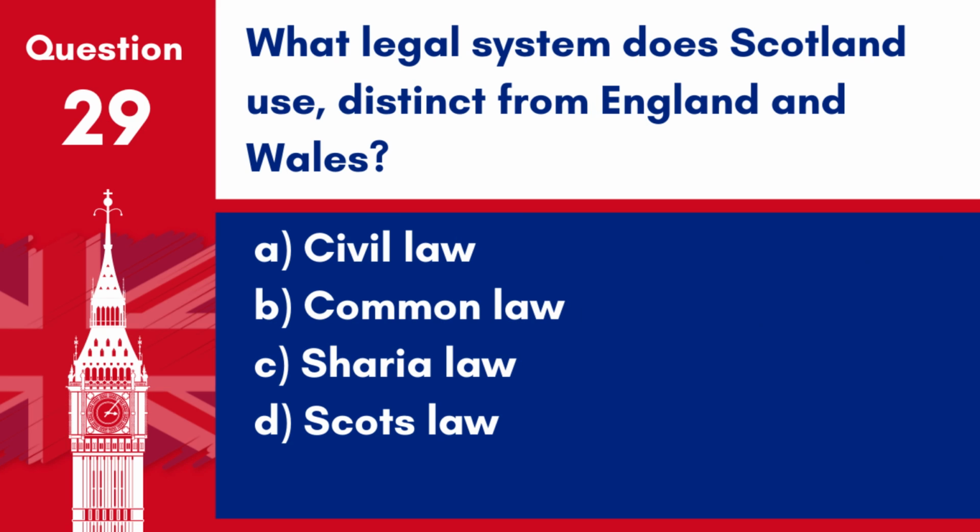Question 29. What legal system does Scotland use, distinct from England and Wales? A. Civil law. B. Common law. C. Sharia law. D. Scots law. Answer. D. Scots law. Scotland maintains its own legal system, known as Scots law, which is a hybrid system with influences from both civil law and common law traditions.